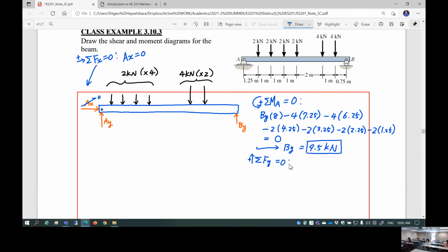You're going to set equal to 0. So this is going to be Ay in positive y direction minus 2 kilonewton, 4 of the forces, and 4 kilonewton, 2 of the forces, plus By is 9.5 kilonewtons. So from here, Ay is equal to 6.5 kilonewton. That's what I got. Okay. All right.